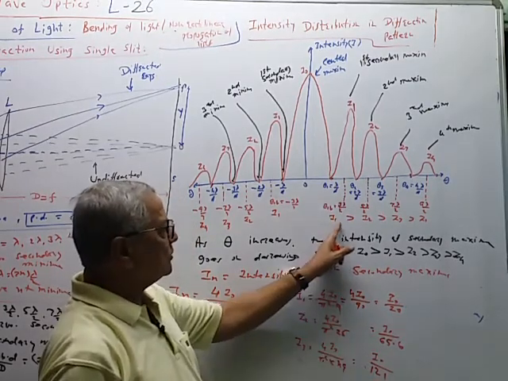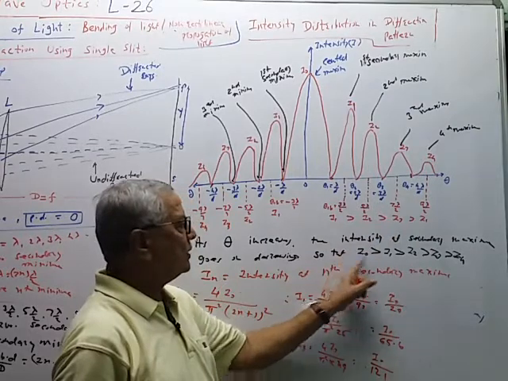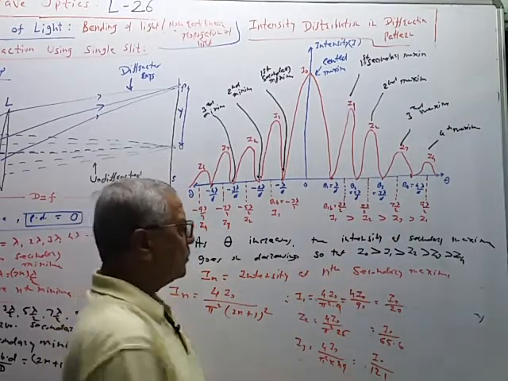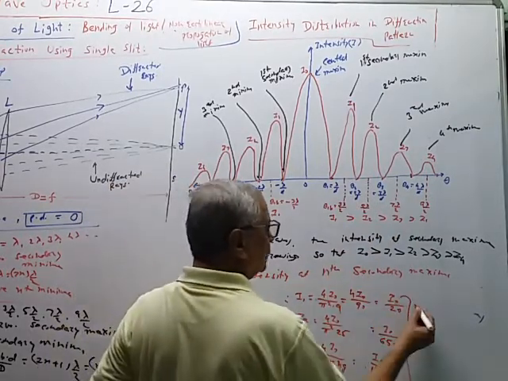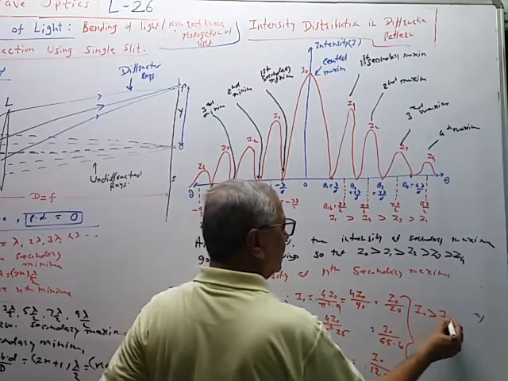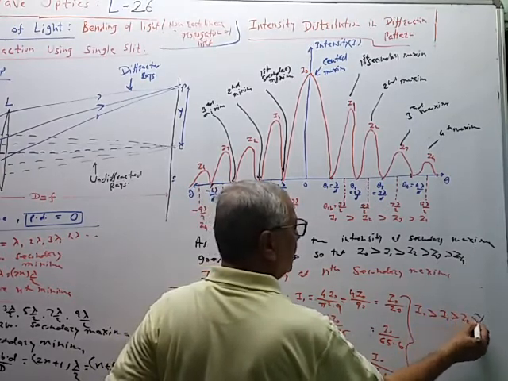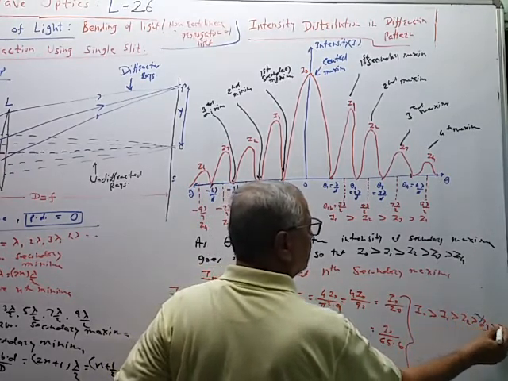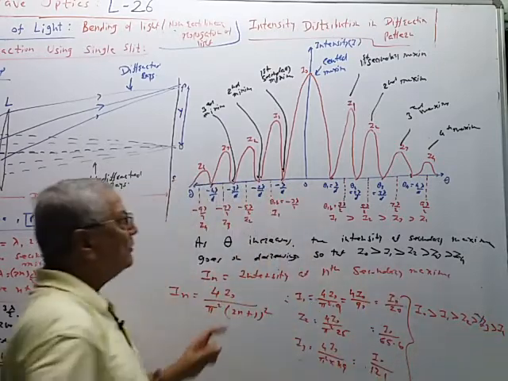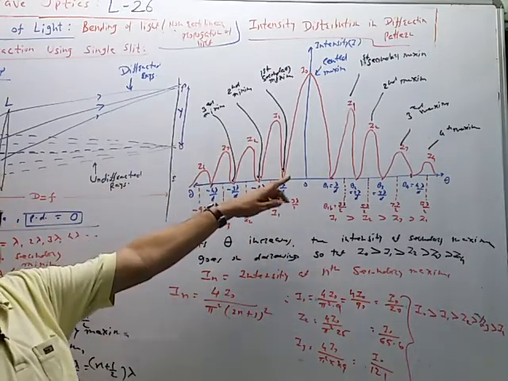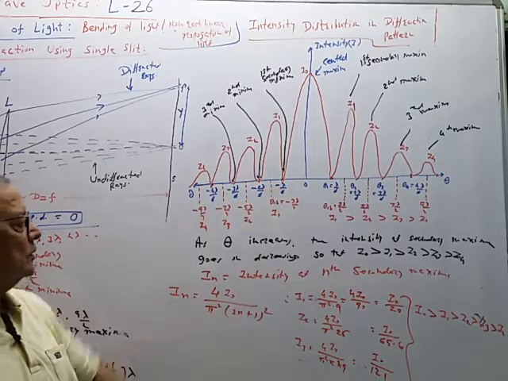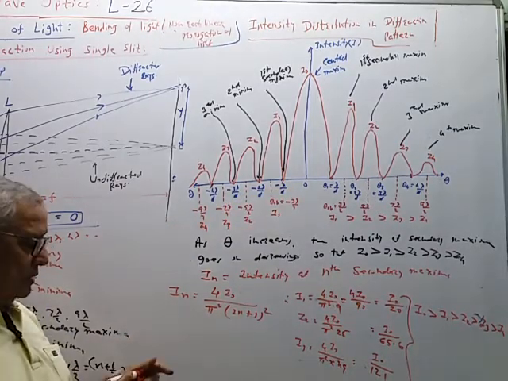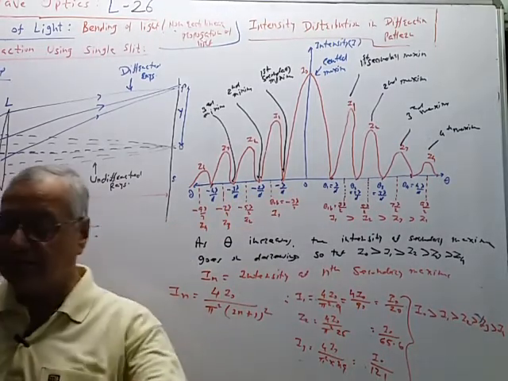So the comparison we have given is correct, and all these values show that I0 is greater than I1 is greater than I2 is greater than I3 is greater than I4. I calculated the first 3-4 values, but I have not drawn them to scale. So this is about the intensity distribution in the diffraction pattern.